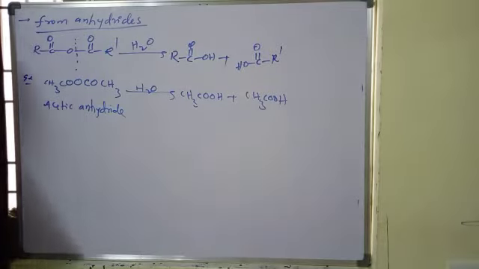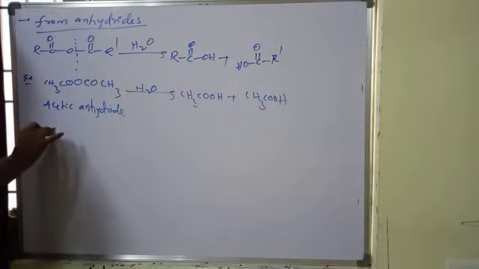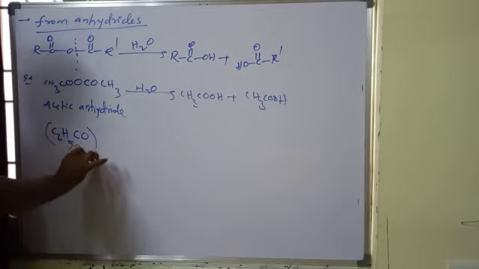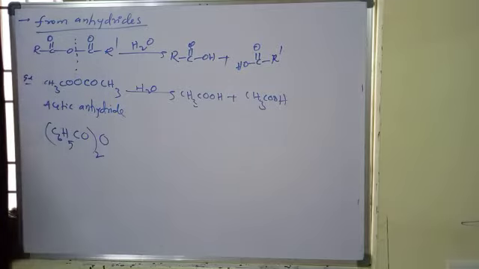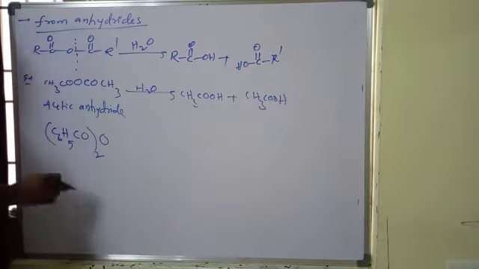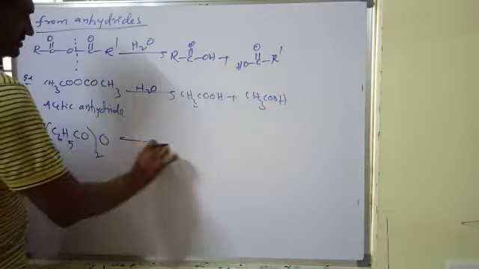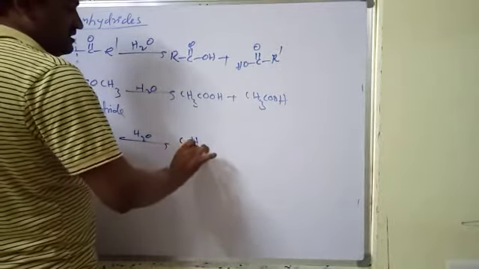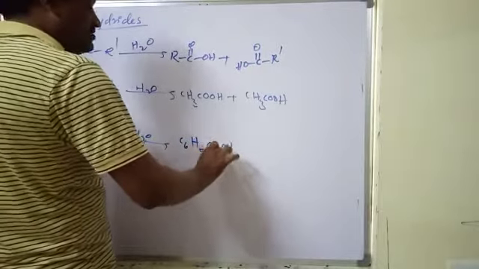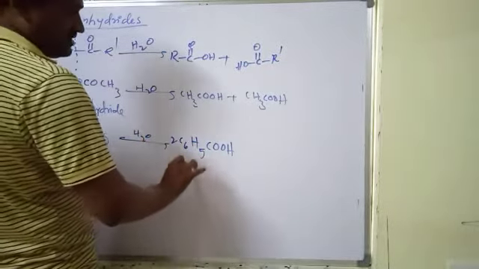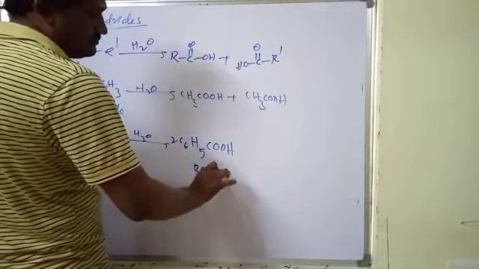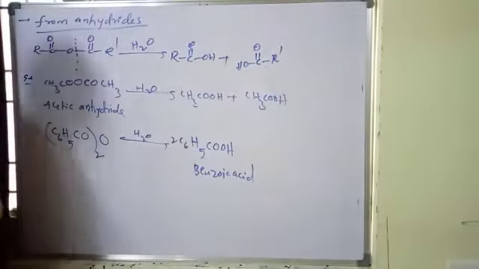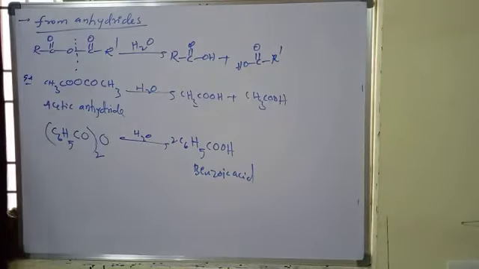Sometimes they will give C6H5CO-O-COC6H5, like this. It has the same functional group. With the same hydrolysis, we get C6H5COOH, benzoic acid. Two moles are formed. This is benzoic acid. So this is from anhydrides.